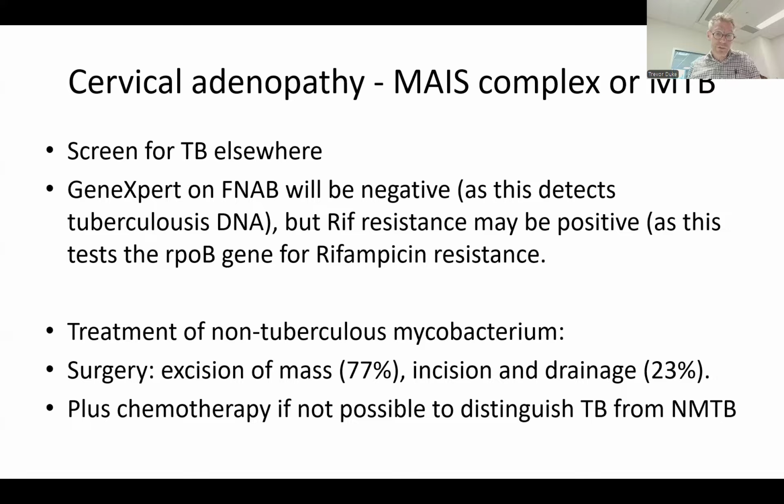The treatment, if you've got a child who's got non-tuberculous Mycobacterium, then the difference is that most of them get better with surgery. If it's an isolated mass, they can be excised and drained, and usually they get better. If it's not possible to distinguish between TB and non-tuberculous Mycobacterium, then they need chemotherapy. But if at all possible, in a well child who's got an isolated cervical adenitis, try to make that distinction between TB and non-tuberculous Mycobacterium.